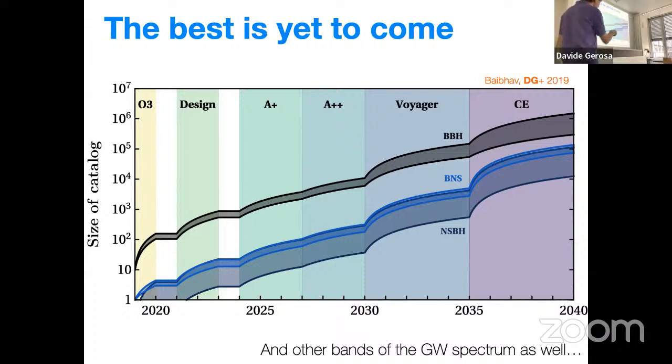And this is just for stellar mass black holes, and there are other bands of the gravitational wave spectrum, namely millihertz waves with LISA, that will be open on a similar timescale. So yeah, I would say the field is out of its exploratory phase, and we are entering a large statistics regime.